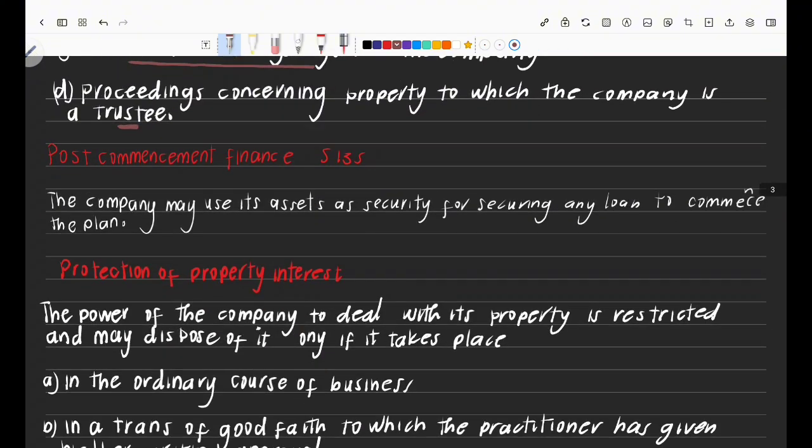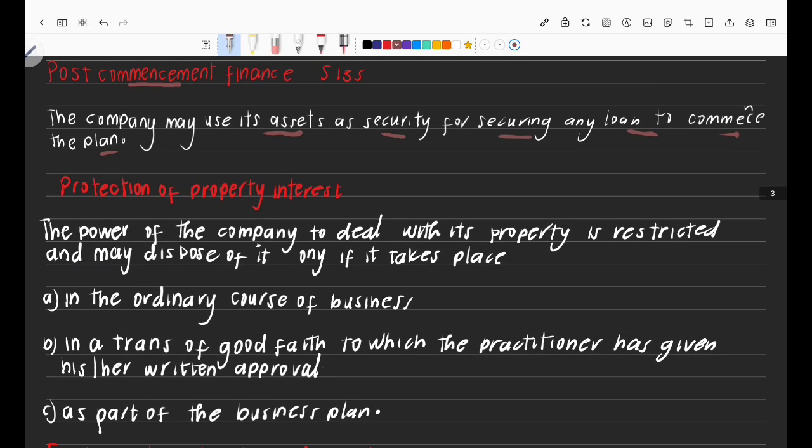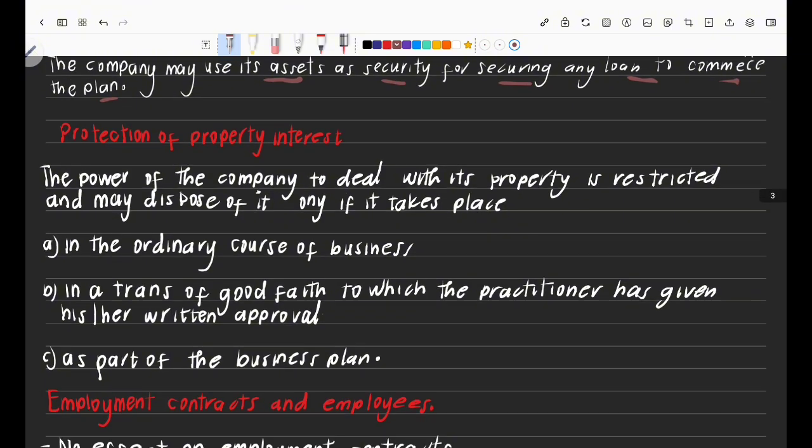Now, Section 135 talks about the post-commencement finance. Obviously, you're going to need money in order to execute this business rescue plan. This section tells us that the company may use its assets. So those small assets that you have, you're allowed to use them as security to secure a loan to commence the plan. You are allowed to do that according to Section 135.